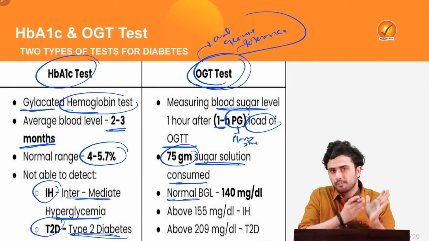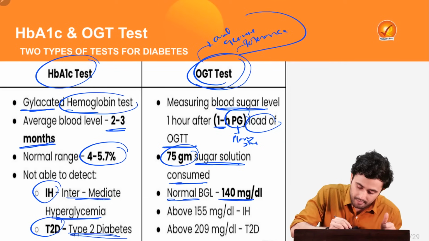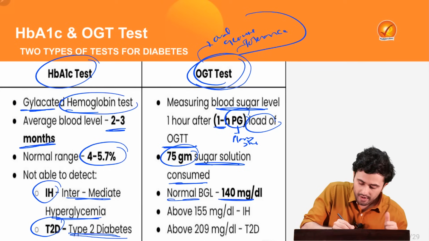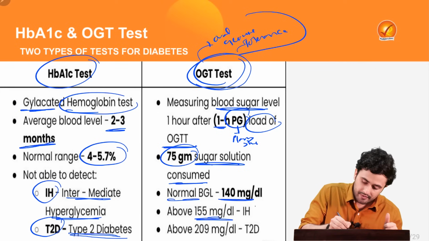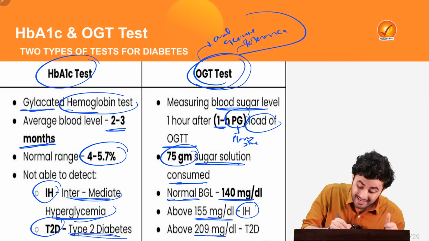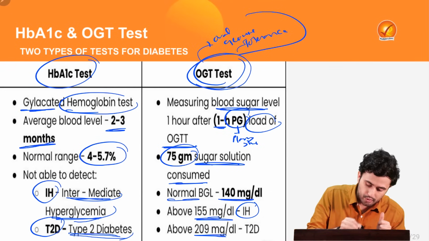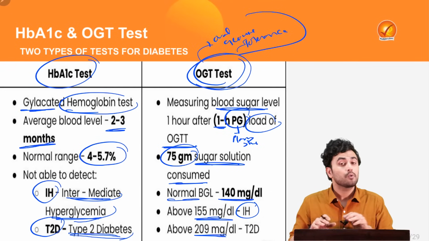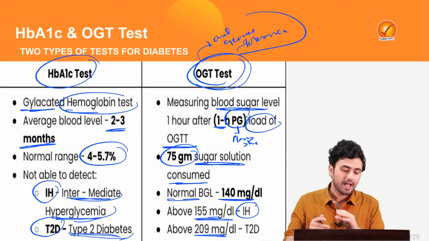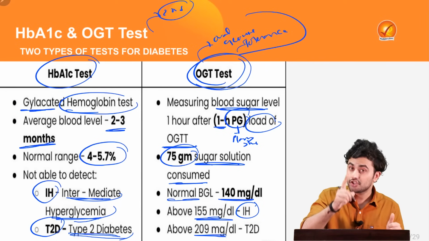If the normal blood glucose level is 140 mg per dl, or milligram per deciliter, and if it is coming above 155 mg per dl, then we will say that it is a case of intermediate hyperglycemia. But if it is going above 209 mg per dl, then we will say that it is a case of type 2 diabetes. Now keep this in mind that it may sound like a small problem, but India has the second most diabetic patients in the world after China.